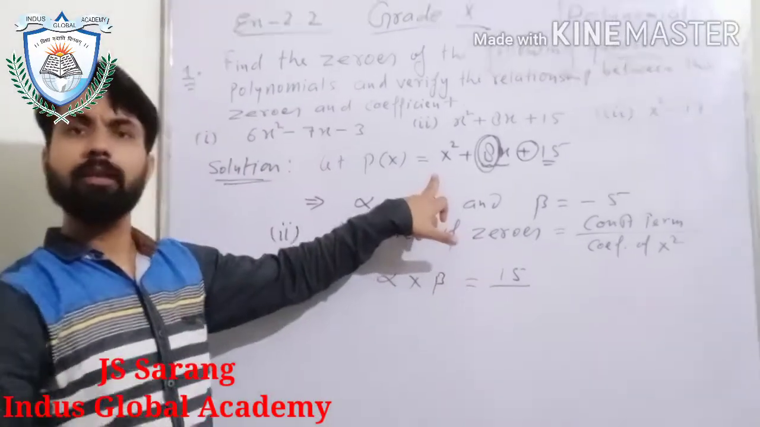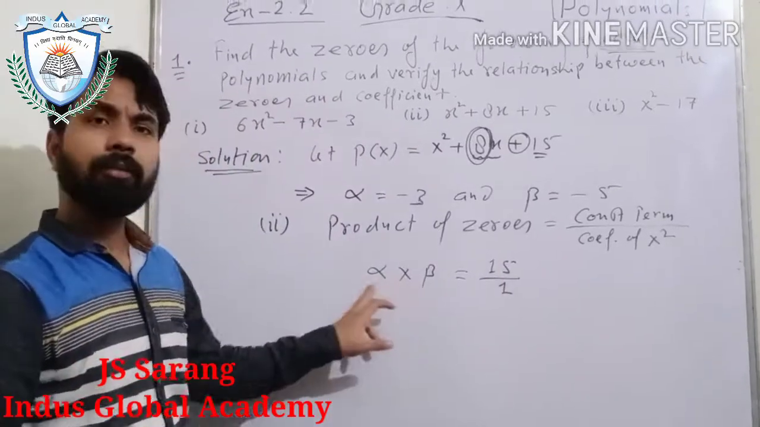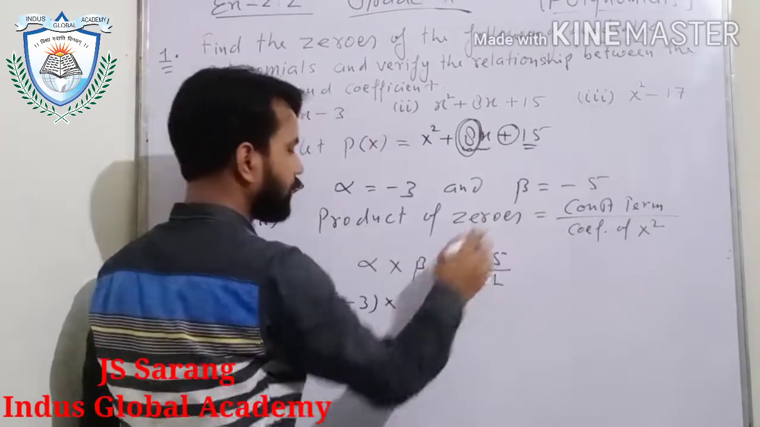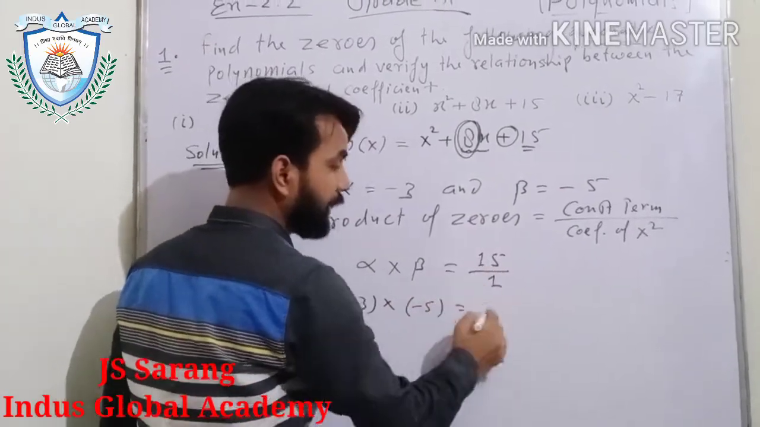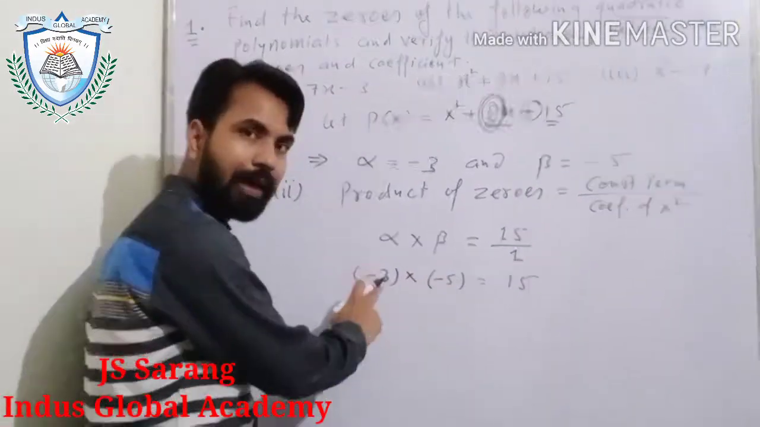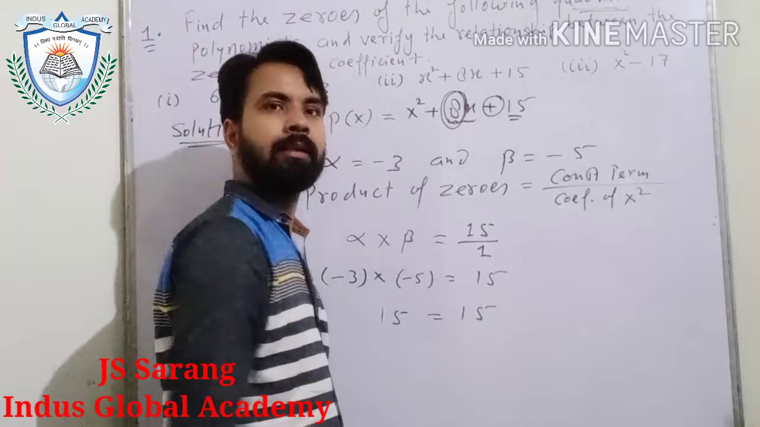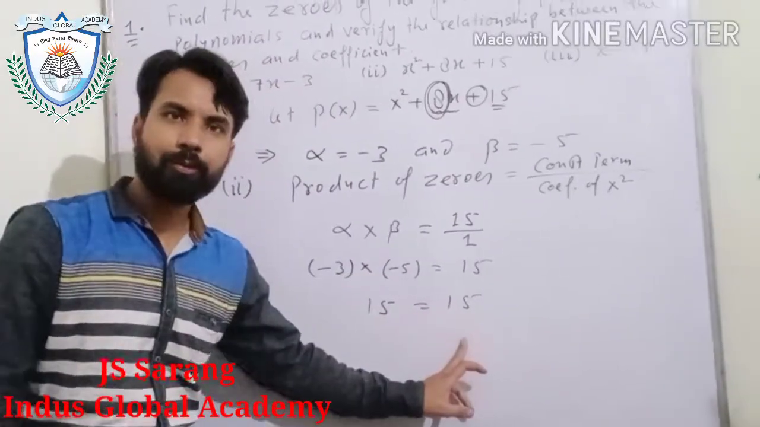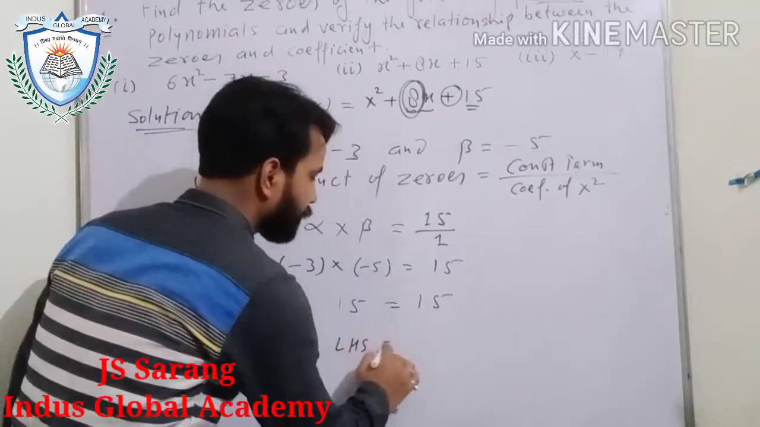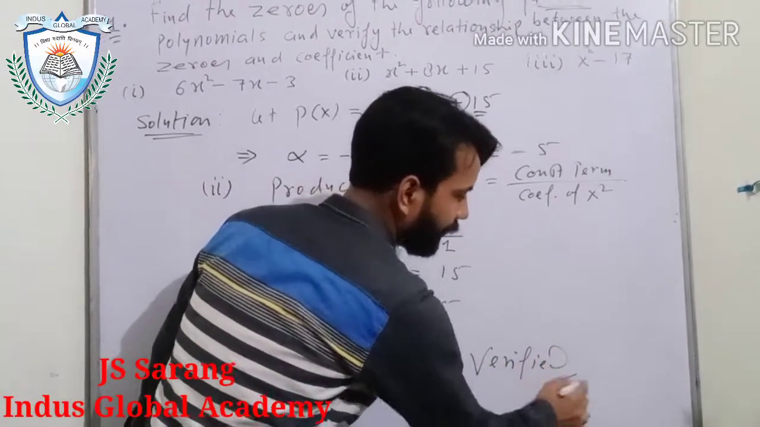Coefficient of x square is what? 1. Now we will substitute the values of alpha and beta. Alpha is what? Minus 3, into beta, which is minus 5, is equal to 15 upon 1, which can be written as 15. Now minus 3 into minus 5: minus into minus is plus, and 3 fives are 15, equal to 15. Again LHS is equal to RHS, hence this is also verified.